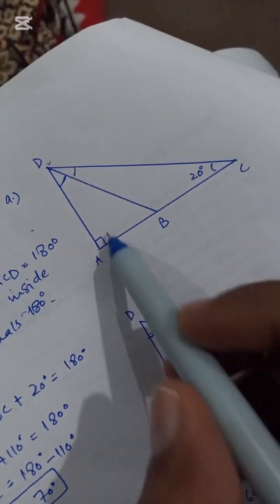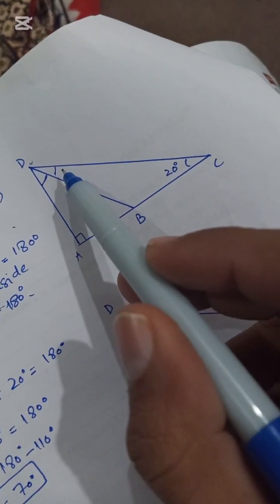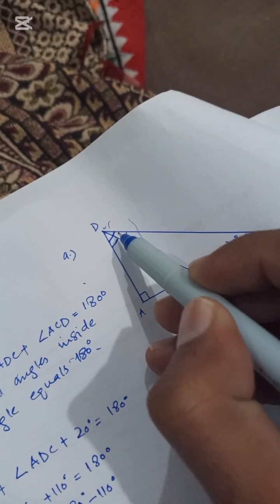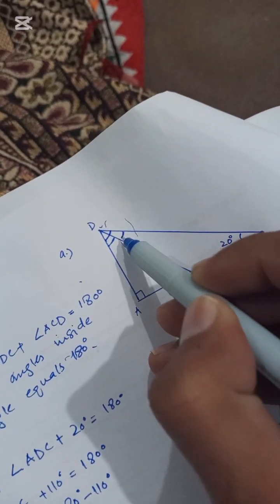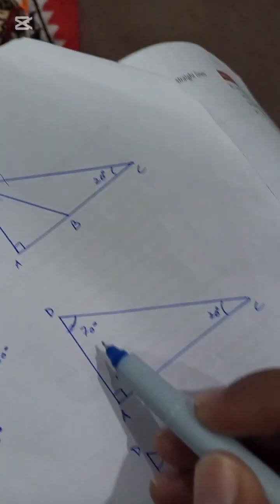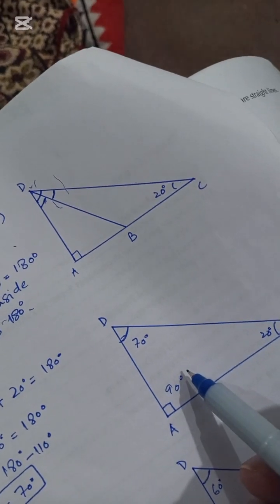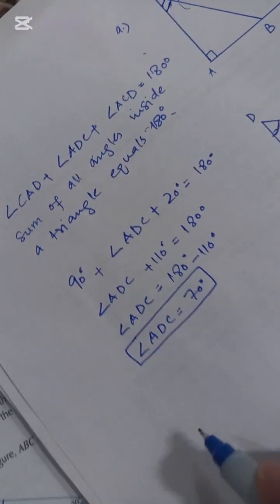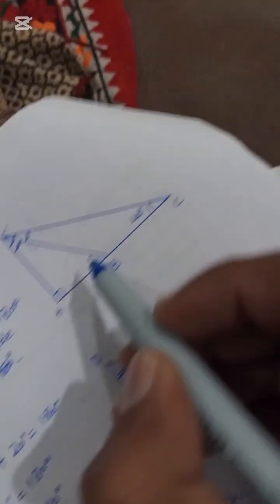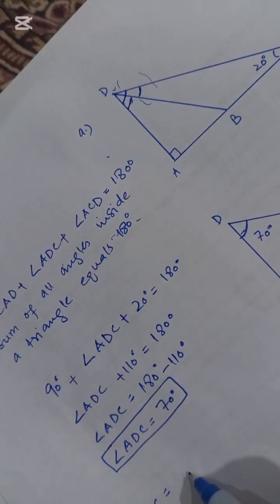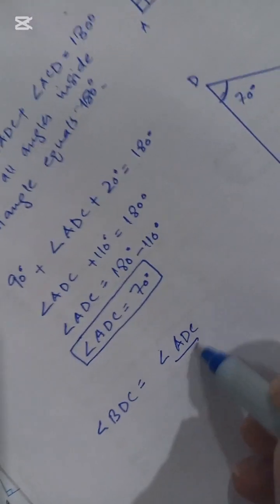So now again, let's get back to the question. The question says that these two angles are equal, right? So it means the whole angle, if it's a whole angle, then it will be divided into two equal parts. This one is equal to this one. We have found that the value of this angle is 70 degrees. If we divide it into two equal parts, it will equal 35 degrees exactly. So we'll write in mathematics like this: angle BDC equals angle ADC divided by 2.